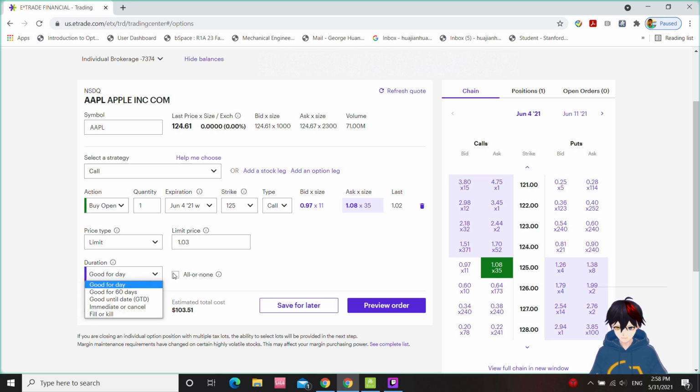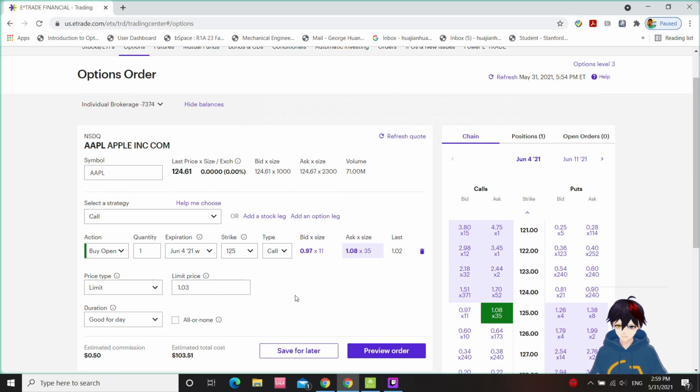And this is the duration. I haven't encountered many problems, but be careful. Make sure your order is executed, and don't forget about it. And then of course it has commissions. So here's the simple way to do it.